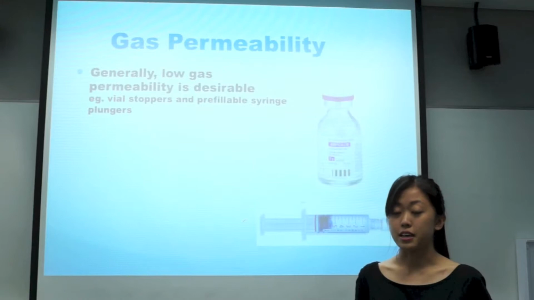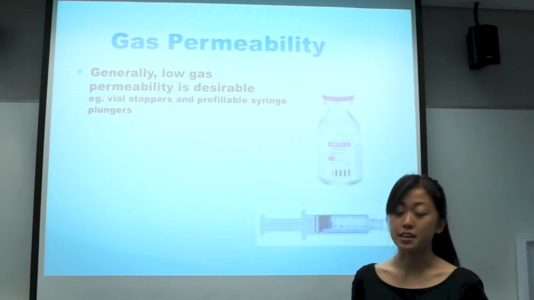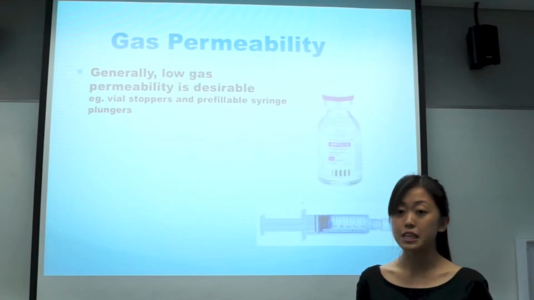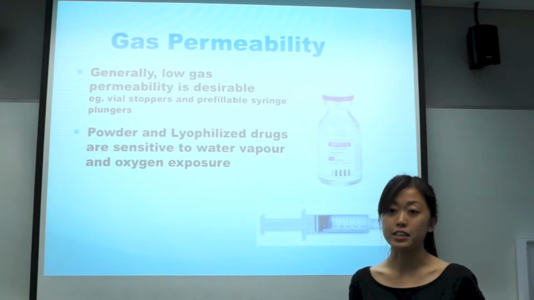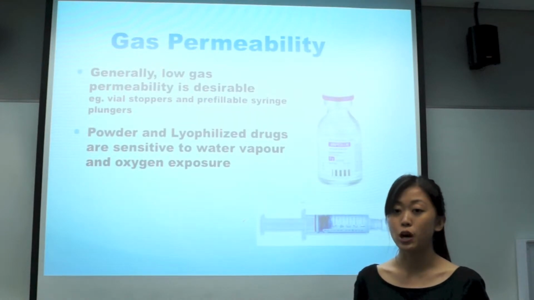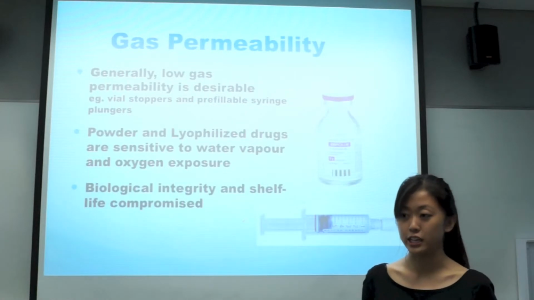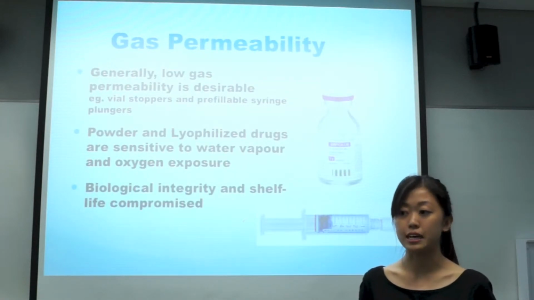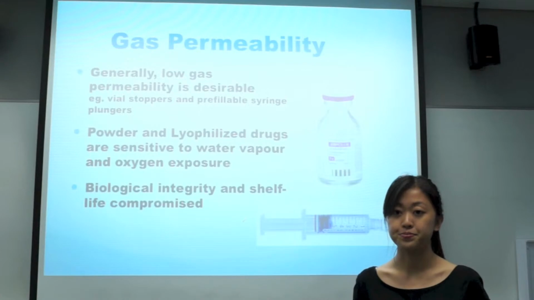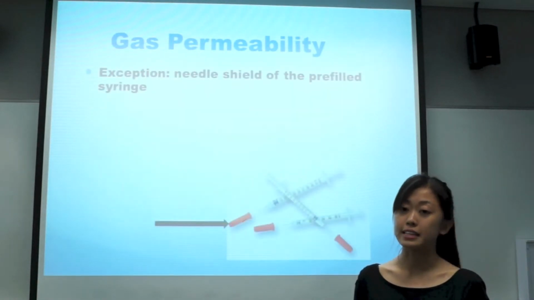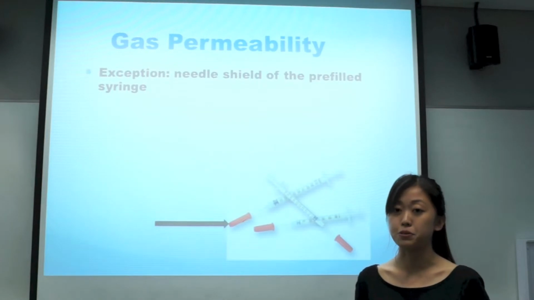The gas permeability of rubber closures is also an area of concern. Generally, low gas permeability is desired, especially for vial stoppers and prefilled syringes containing powdered and lyophilized drugs. This is to reduce the oxygen and water exposure. Such exposure will compromise their biological integrity and shelf life. However, in some cases, a high gas permeability is preferred.